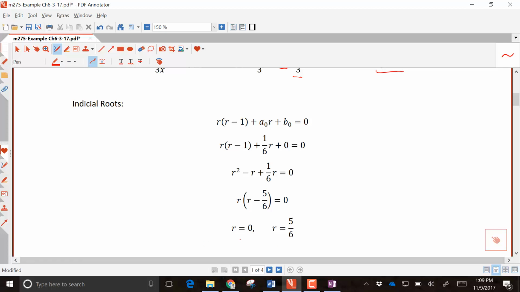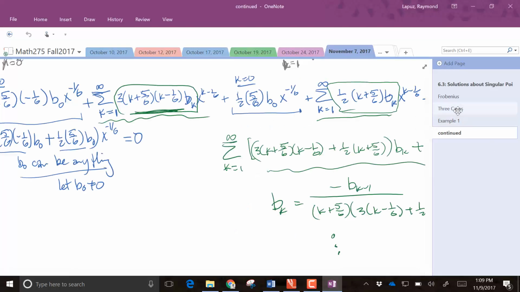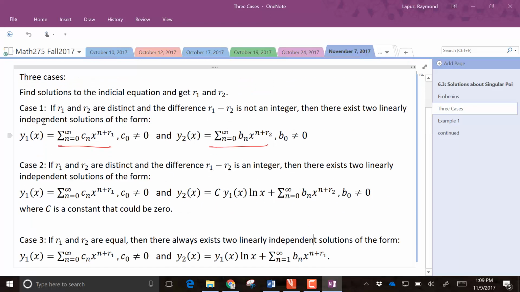We have 2 distinct roots, and the difference between the roots is not an integer. So we're going to create 2 series according to our 3 cases here. We're in case 1. We're going to create 2 series. One of them where the first r is used as n plus r1 power, and then the second r is going to be used as n plus r2 power.